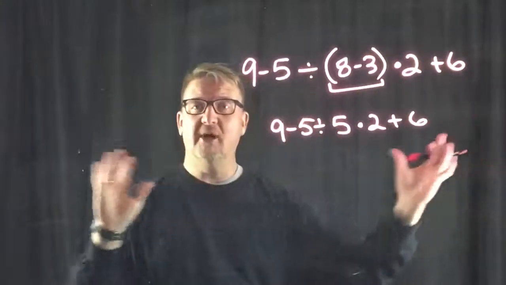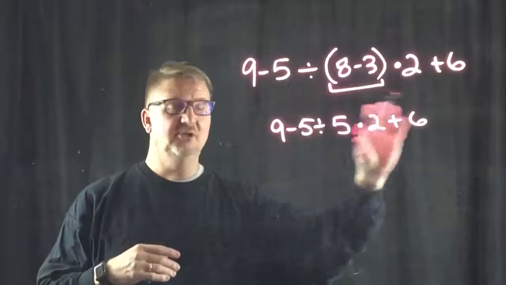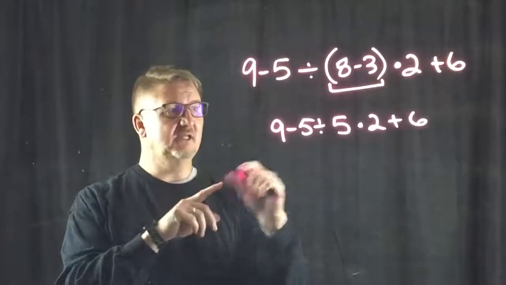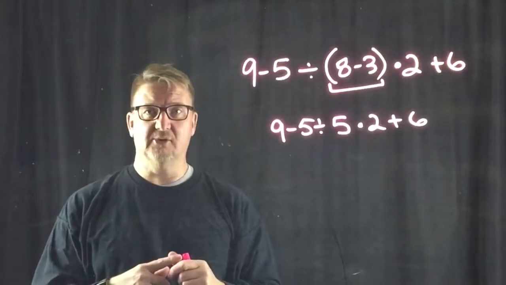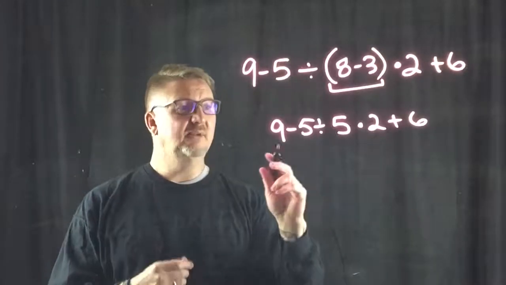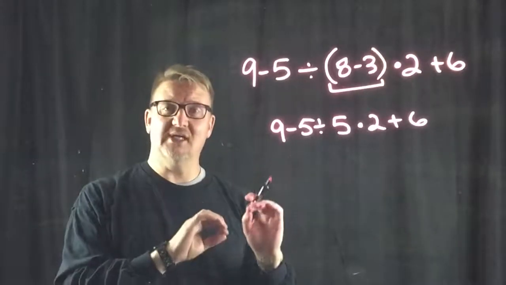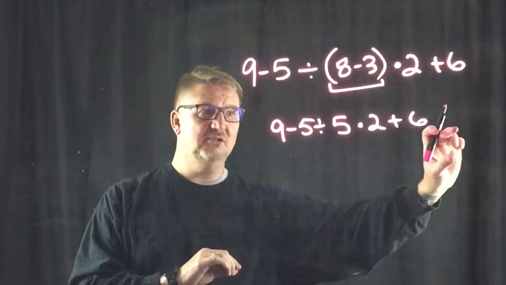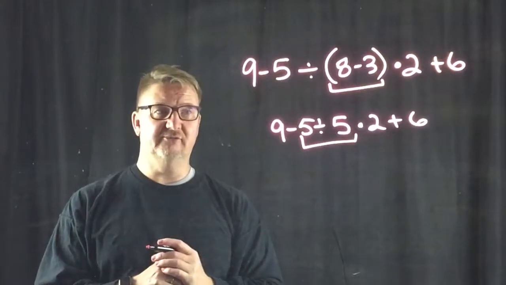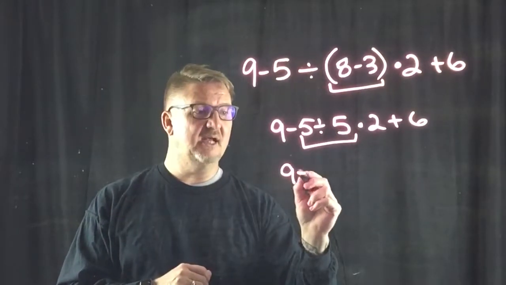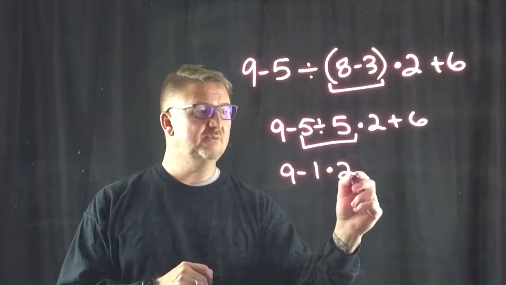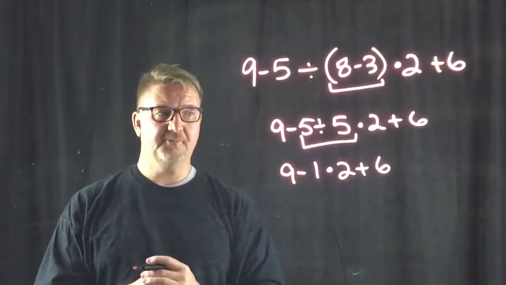Now this is like a new equation for me, or not equation, but a new expression. So now I've done my parentheses, I look for any exponents, which I don't see any exponents in here. Then I look for multiplication and division, all right? Because I'm going to do those operations simultaneously from the left to the right. So I see that I have division first. So I keep my 9 minus. 5 divided by 5 is 1 times 2 plus 6.